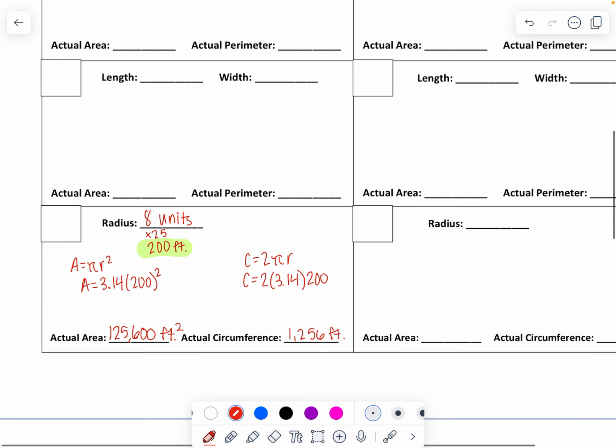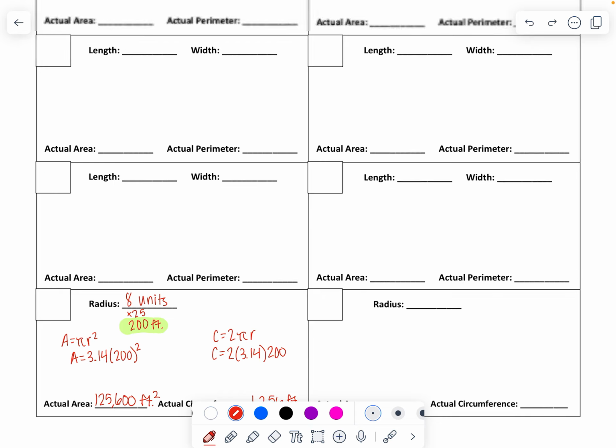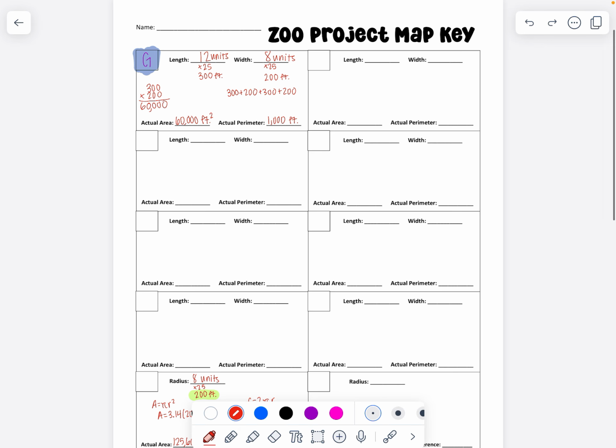And then I would put whatever the label. If I did an orca whale, I'd put OW, or if I wanted to do the color, you could do whatever. But like I said, this will be the last thing you do, and you'll turn in your purchase order, the poster paper, and then this key showing that you know how to find the actual area and actual perimeter. As always, email me if you have questions.